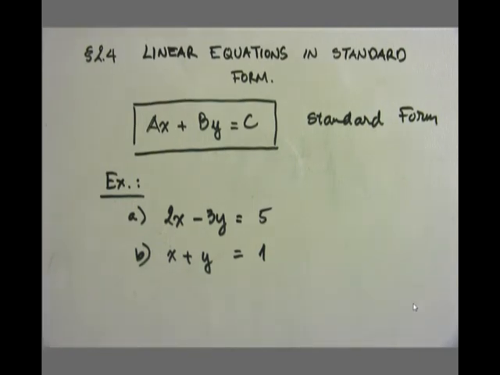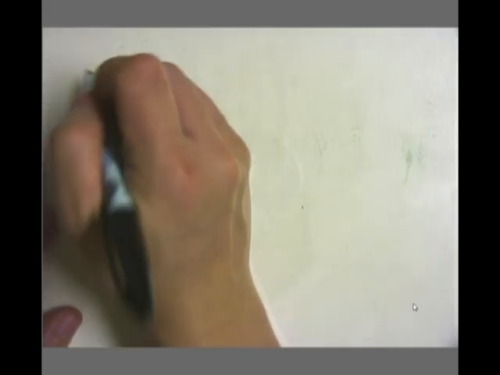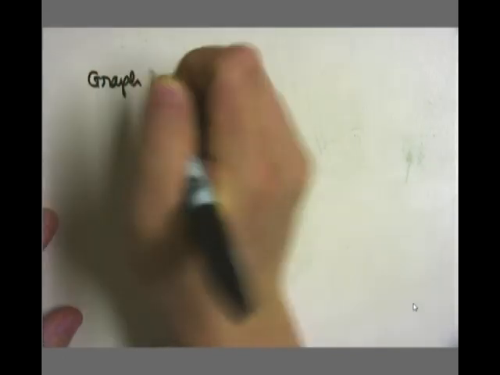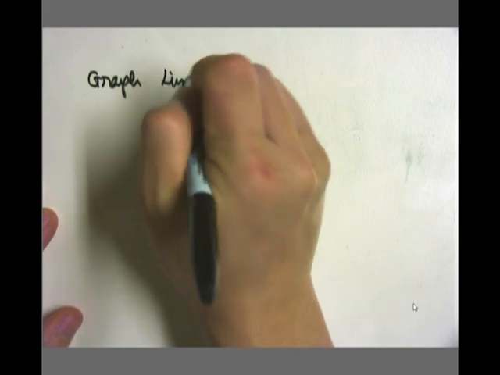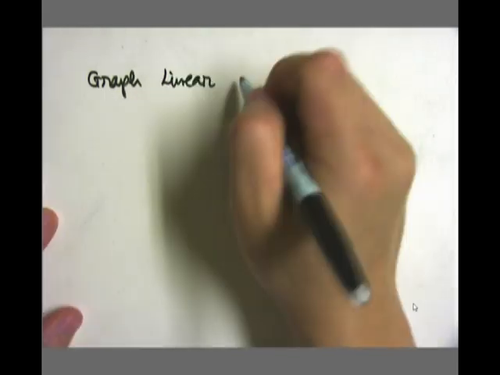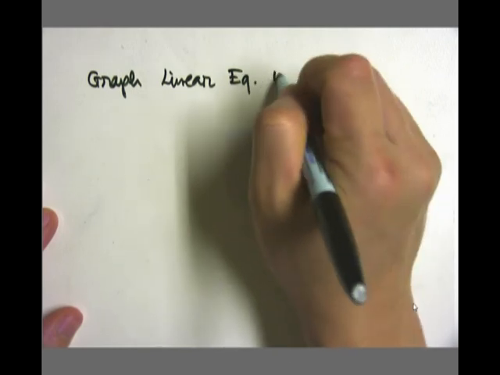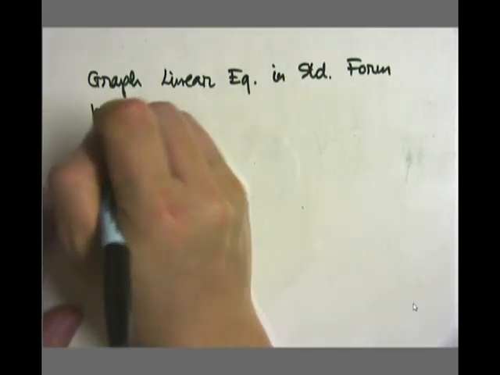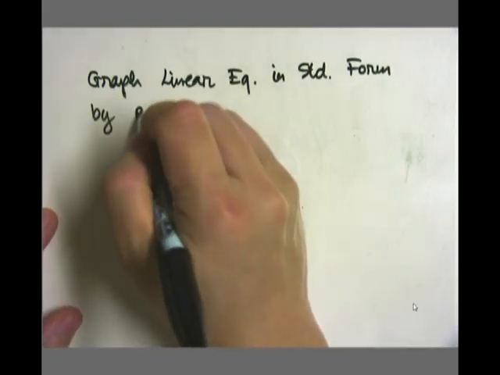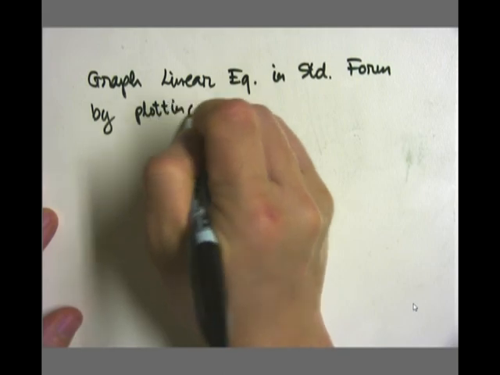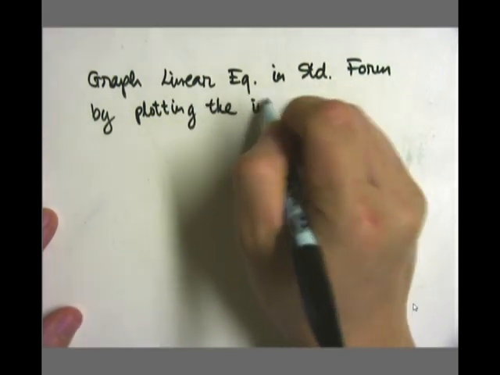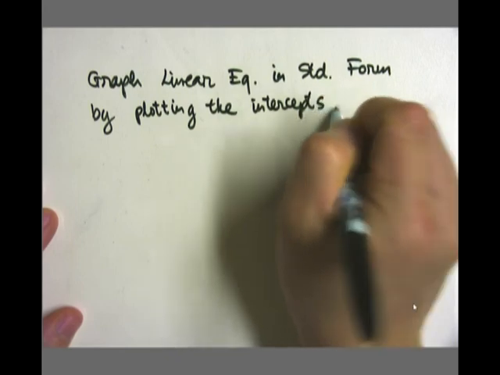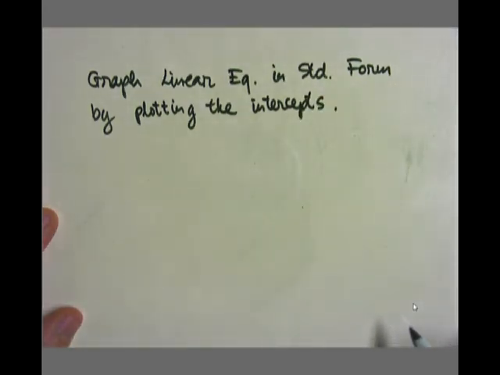So now we're getting into how to graph a linear equation in standard form. We generally graph by plotting the intercepts. So that's the main technique for graphing any linear equation in standard form.